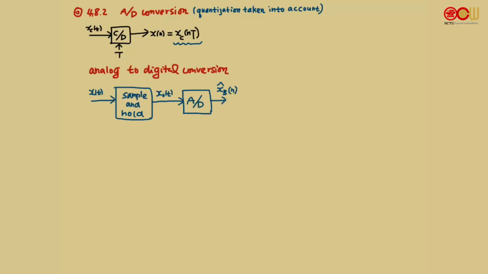First of all, what we need is a more realistic representation of sampling. And here it is, analog to digital conversion. When we have xc(t), we first do sample and hold to hold the values of xc(t), we get x0, and then we pass it through A to D. Let's go through each block, each system, one by one.